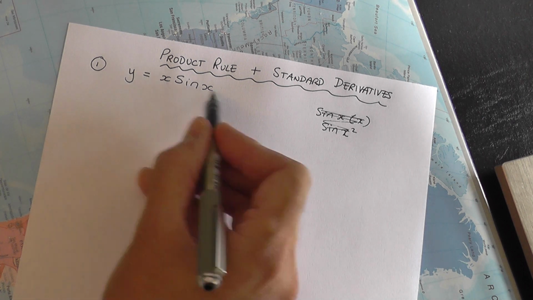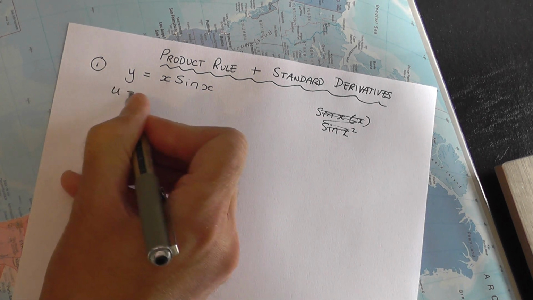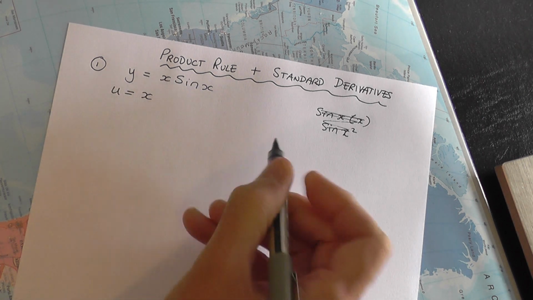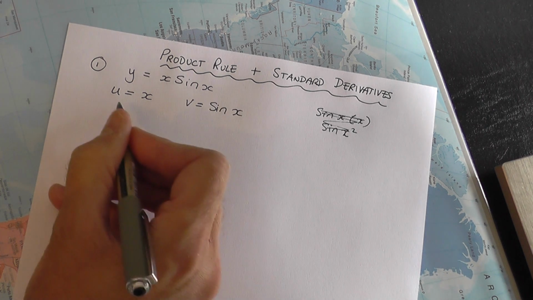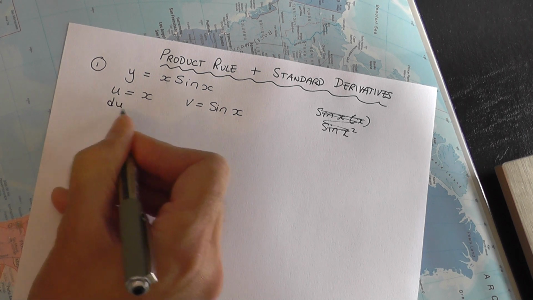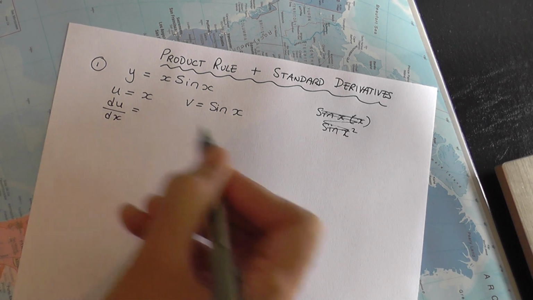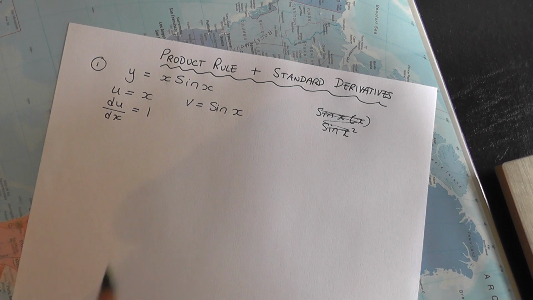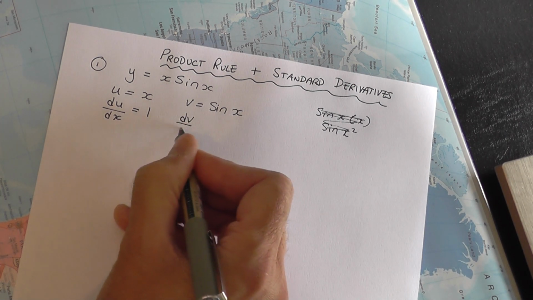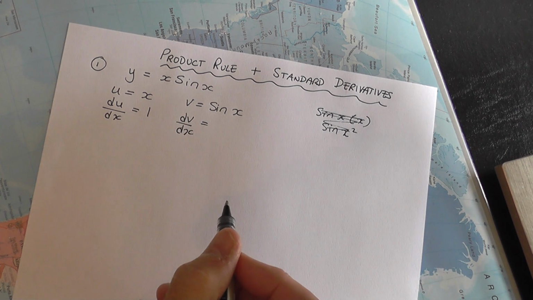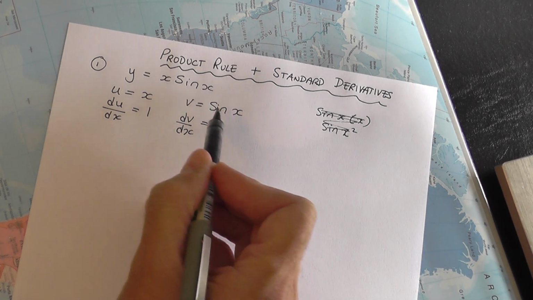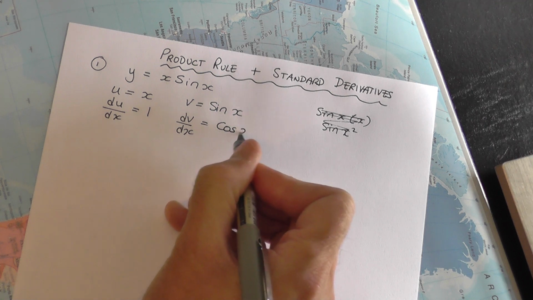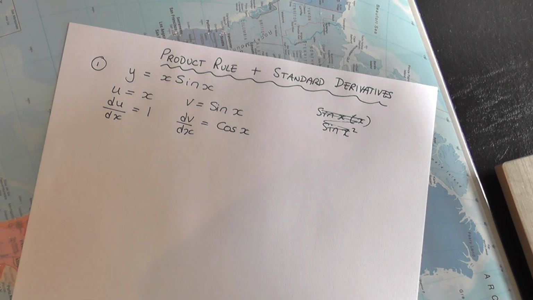Right, so in this particular case, for the product rule, u is equal to the first function, x, and v is equal to the second function, sine x. You need to work out du by dx, so I'm going to go straight into it. du by dx is 1. You also need to know dv by dx. Well, standard result: if you differentiate sine x, you don't need to prove it, you can just quote it. It's cos x from our standard result.